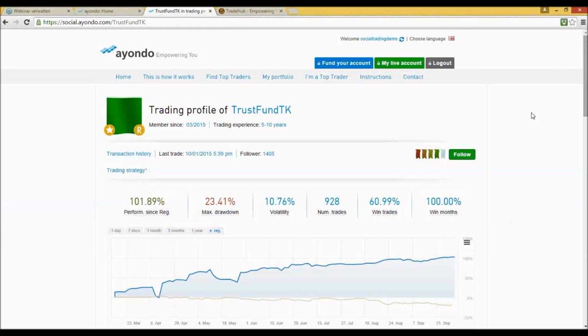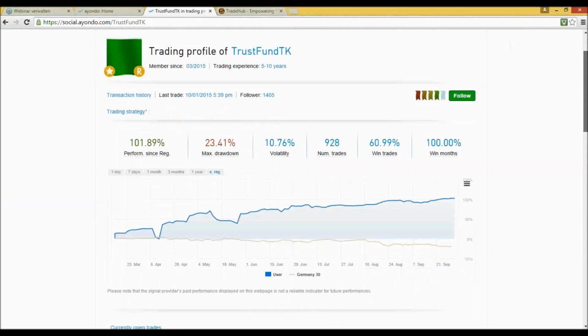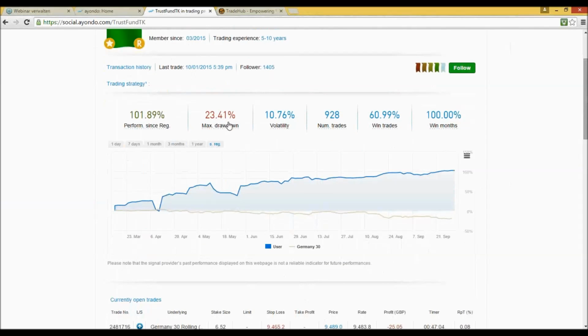What we'll do now, we'll just show you exactly what more you can see on this page. This gives you analytics and a breakdown of everything they've ever done. So at the moment, at the top, you can see his performance since he first joined. It's been over 100%. His drawdown's been under 25%. Number of trades he's done. The percentage of winning trades he's had is just over 60%. And to date, he's not had a losing month. So we can see every single month he's made a profit.